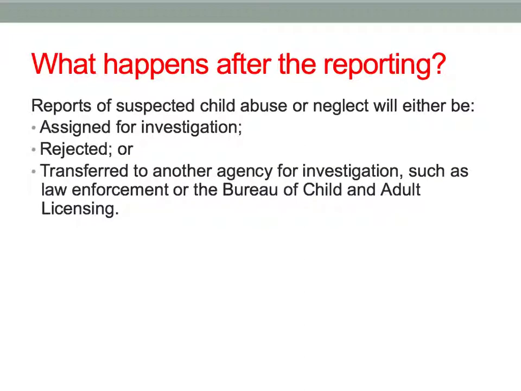So under the what happens next category, all of this does not include you. There are 3 things that could happen to a report. They can be assigned for investigation, rejected, or transferred to another agency for investigation, like law enforcement or Bureau of Child and Adult Licensing. So there's 3 options with your report, and they are listed here.